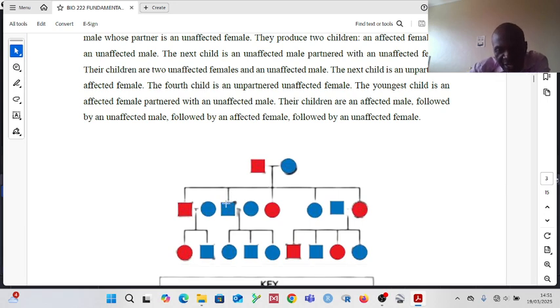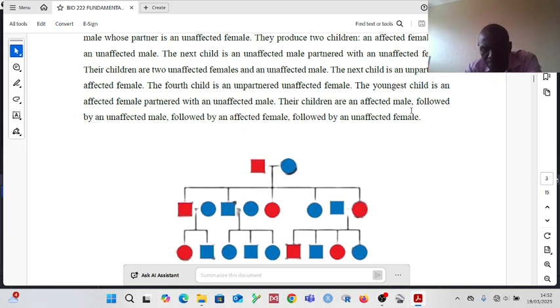The second child, who is a male who is not affected, got married to a female who is not affected. Together, they gave birth to 3 children. The first one is a female who is not affected. Second one is a male who is not affected. The third one is a female who is not affected.